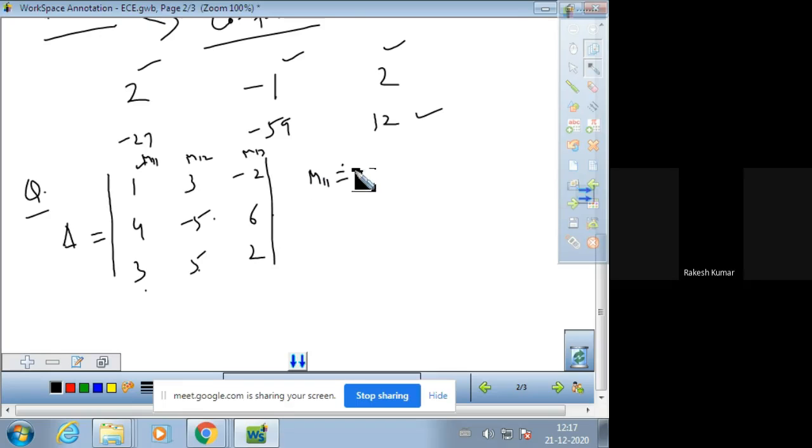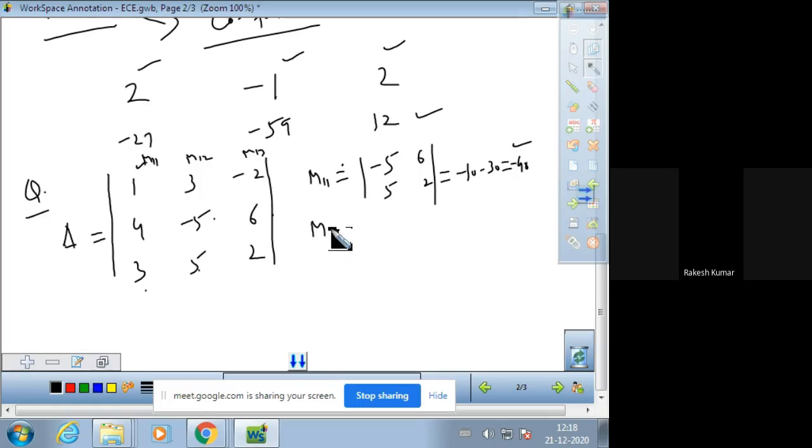So you can find out a first minor M11. So this is the meaning of minor. You will expand by this 1, and you will have this determinant -5, 6, 5 and 2. So this will be your -10 and -30, that is -40. So your first minor comes out to be -40.